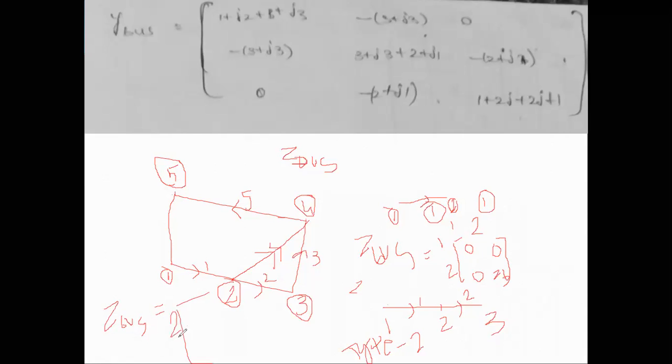Remove the reference bus, that is 1, and only mention 2 and 3. What is that value? 2 2. This is the 2 2 ZBR. Suppose the element 1 value is 0.5. Z22 is equal to 0.5.